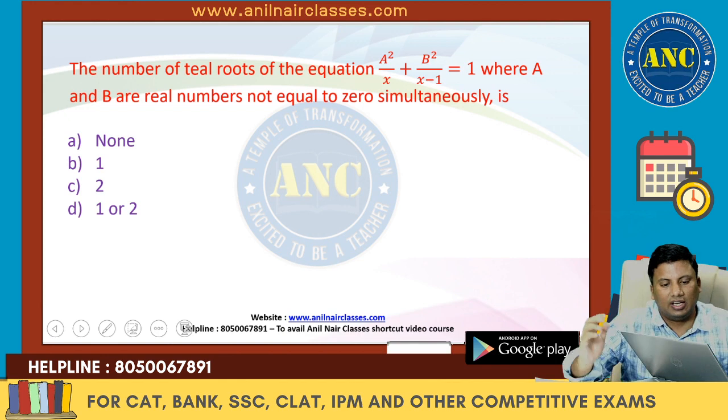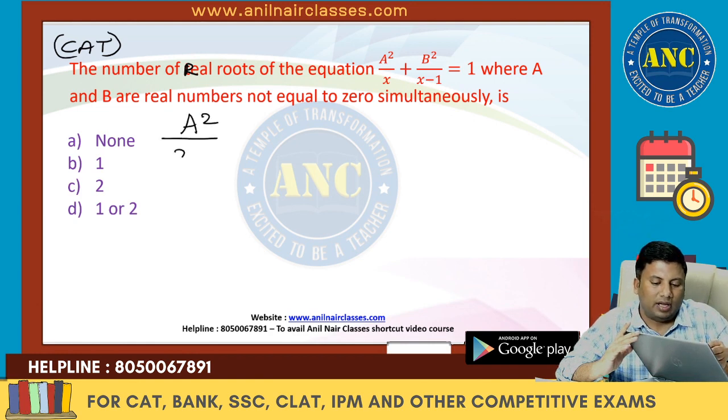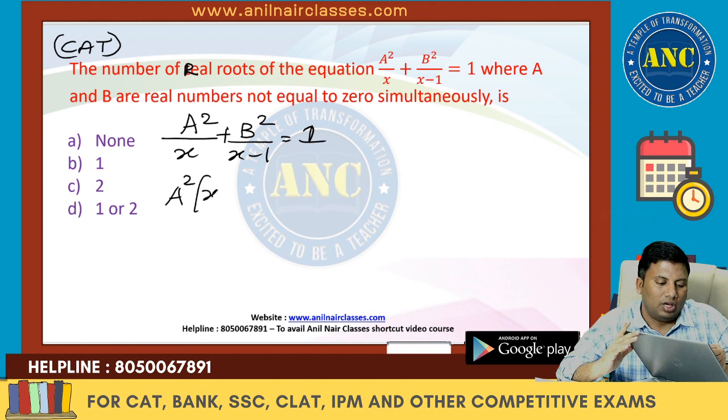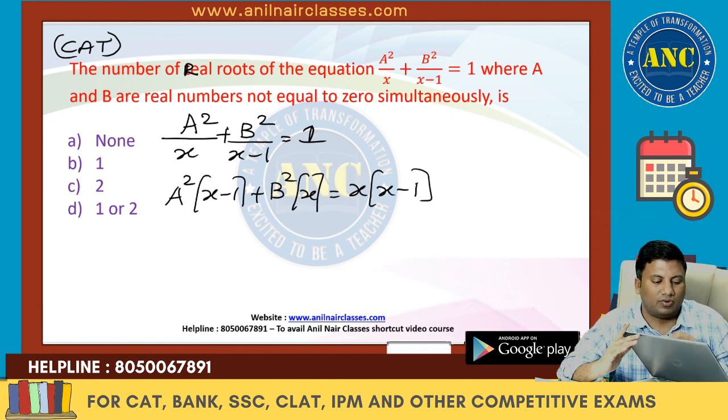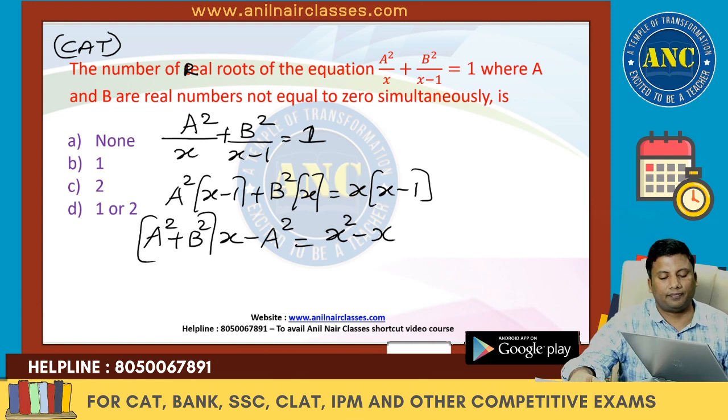Right. Now if you see, this is the number of real roots. It is an original CAT question, sir. a square by x plus b square by x minus 1 equivalent to 1. a square into x minus 1 plus b square into x equivalent to x into x minus 1. This is nothing but a square plus b square into x, am I right? Minus a square equivalent to x square minus x.